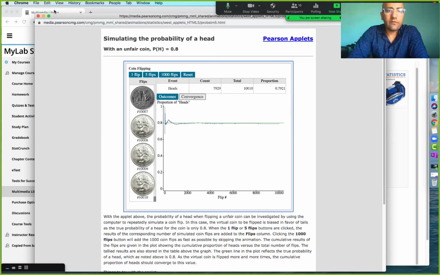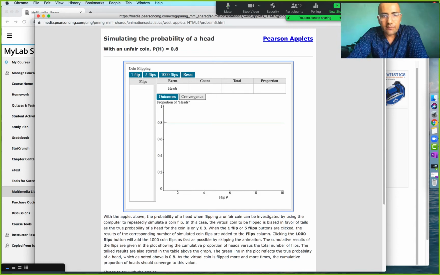Sort of, kind of, maybe, sort of. Okay, now if you notice this app here, there was this green line here. This green line is showing you where that 80% mark is. So this software program was already giving you a coin where the probability of landing on heads was 80%. So we kind of already expected that was going to happen.